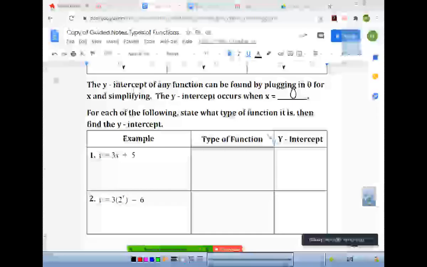All right, so for each of the following, we're going to state what type of function it is, whether it's linear, quadratic, or exponential, and then we're going to state the y-intercept for each one. So looking at that first one, y equals 3x plus 5. Which one does that look like? Linear, quadratic, or exponential? It looks like a linear. It's 3, which in that case could be m, and then x, and then plus a number. So yes, this is linear.